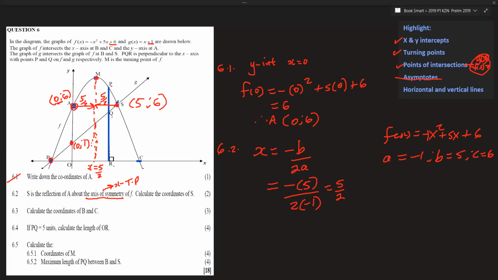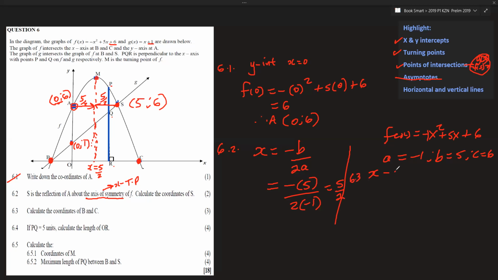Marvelous. So this point there is 5 coordinate 6. Perfect. Now they want us to calculate the coordinates of B and C. If you check, B and C are the x-intercept of the parabola, right? So what do we want to do? Remember x-intercept?